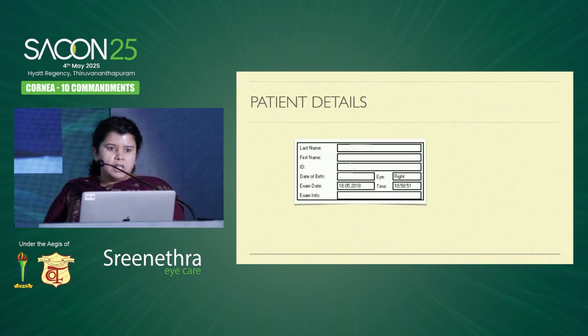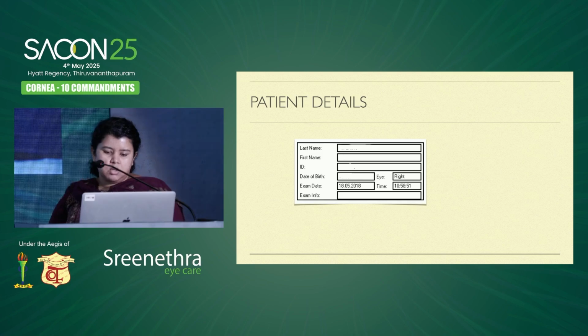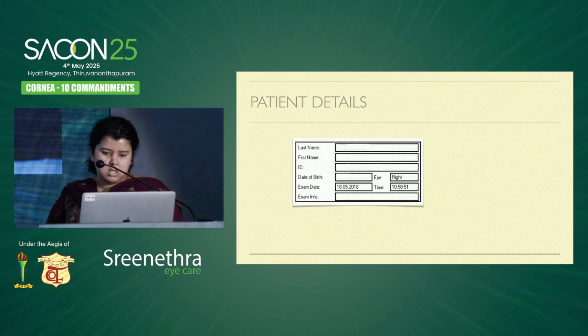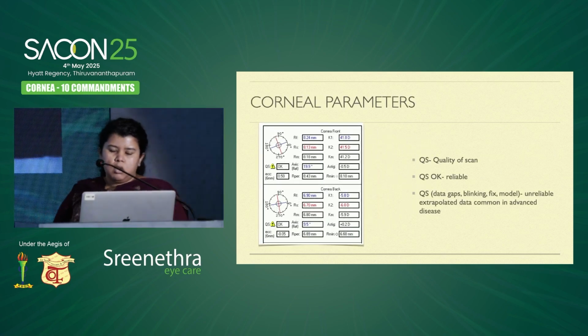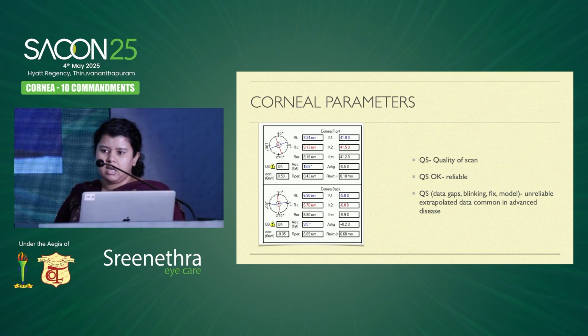So first of all, in the patient details, you have the name, the ID, the date of birth, which is important because keratoconus is more common in younger age and pellucid marginal degeneration is more common in older ages, and the examination date, which is useful for further cross-reference. For the corneal parameters, you go through the quality of the scan, which should be okay. In case there are data gaps, blinking, fixation errors, it is unreliable because it has a lot of extrapolated data, which is common in advanced diseases.